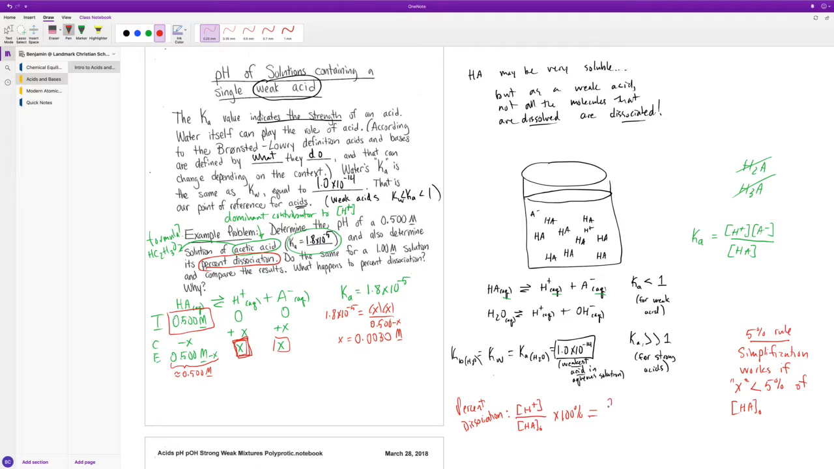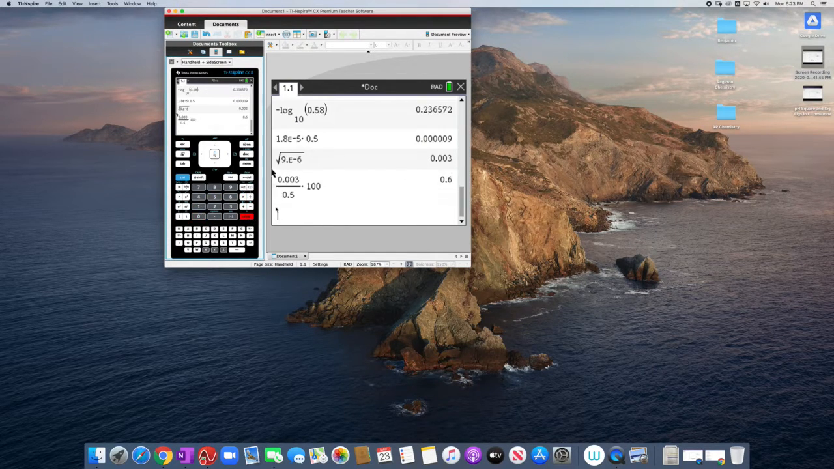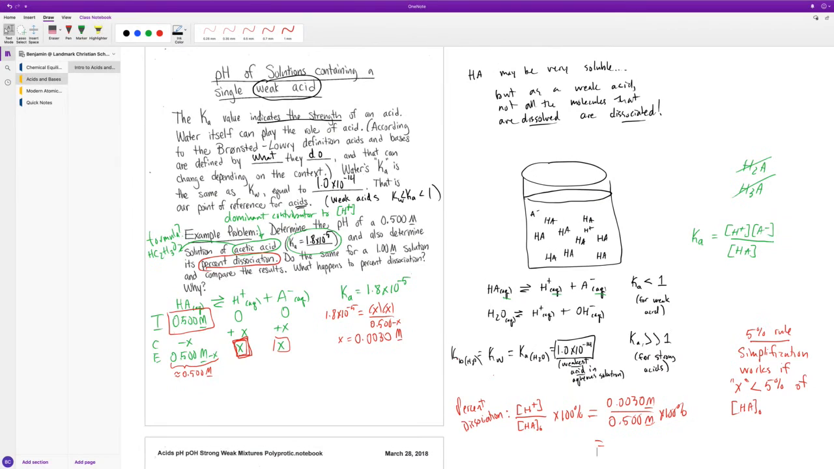0.003 molar divided by 0.5 molar times 100%. Okay, and it's 0.6% in this case. So that definitely meets the 5% rule. 0.6% is much less than 5%. And so that is also the percent dissociation.